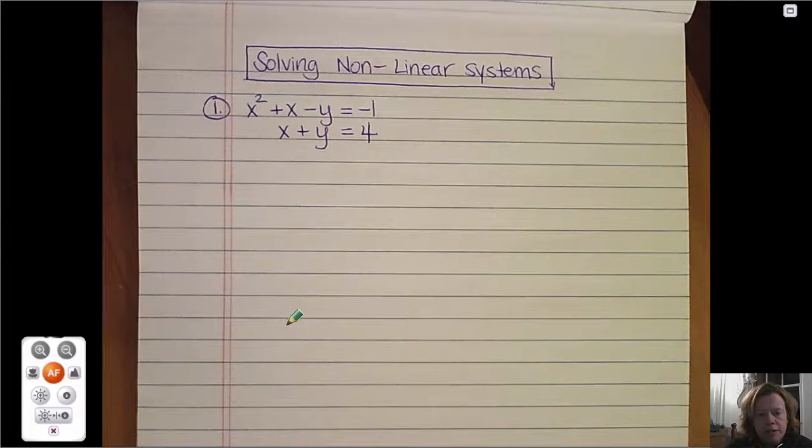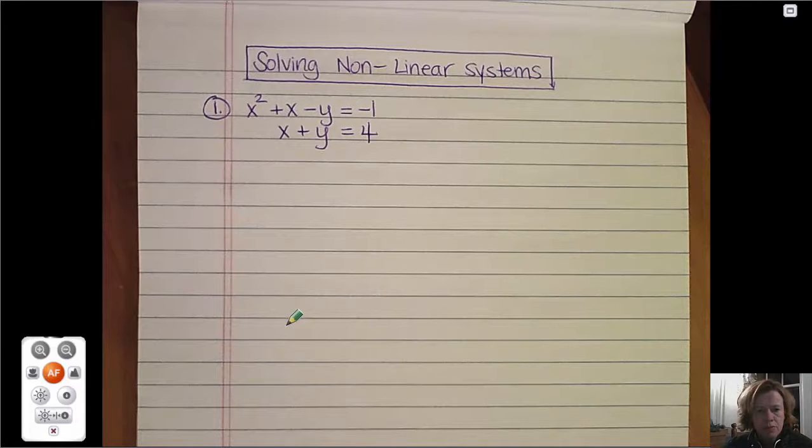Our last topic this week is solving nonlinear systems. I'm going to go through 3 examples with you and also discuss how to check these on your calculator. We will solve all of them algebraically. Sometimes you will be asked to solve them with your calculator, so I'll show you both. But today we'll focus on the algebra.